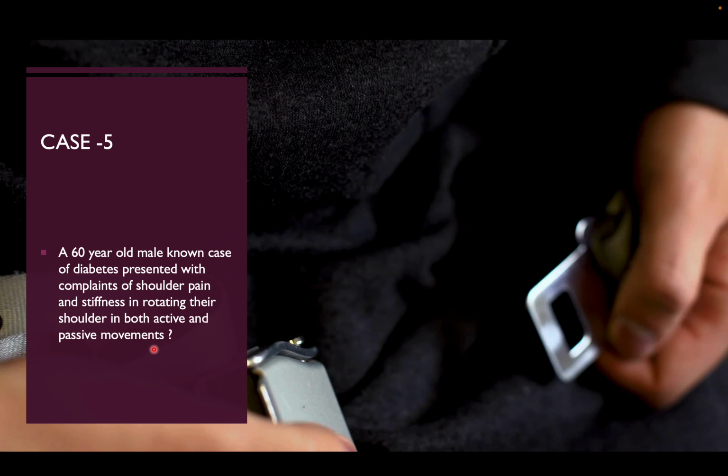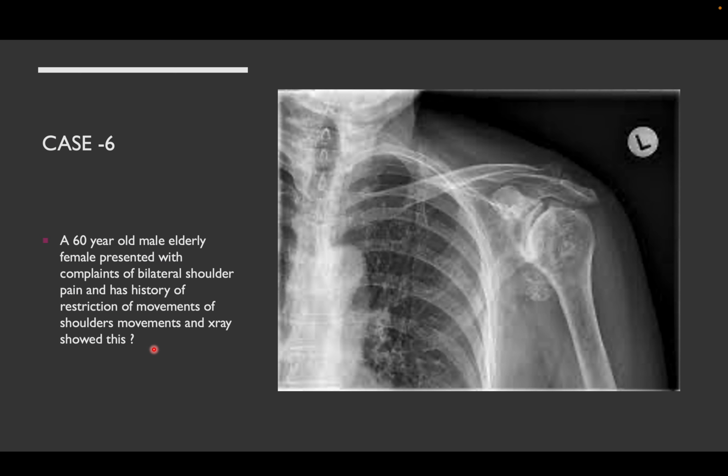Always, in a diabetic who presents with restricted movement and pain and stiffness in the shoulder, you should always look for frozen shoulder. A 60-year-old male, elderly female presents with complaints of bilateral shoulder pain and history of restriction of shoulder movements, and X-ray showed this.